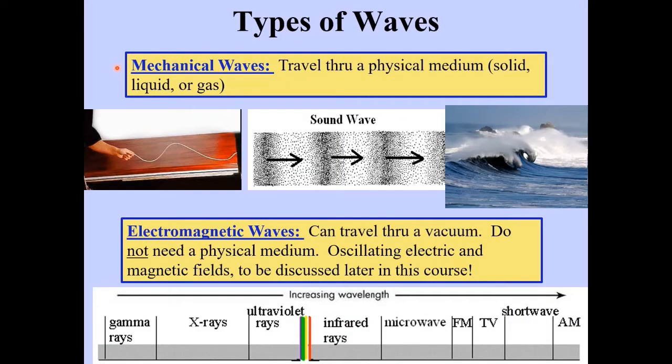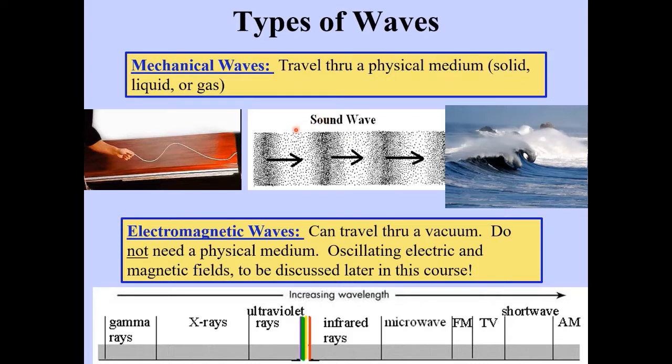Waves can also be classified as either mechanical waves or electromagnetic waves. And in Physics 101, we are going to be talking only about mechanical waves. Mechanical waves travel through a physical medium, which is either a solid, a liquid, or a gas. So for example, if we wiggle a string, the string is the physical medium, all right? It's a solid material. It's an elastic material.